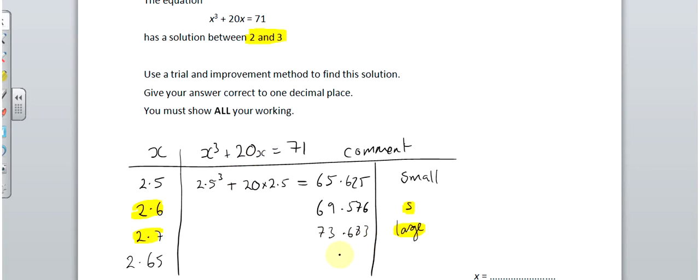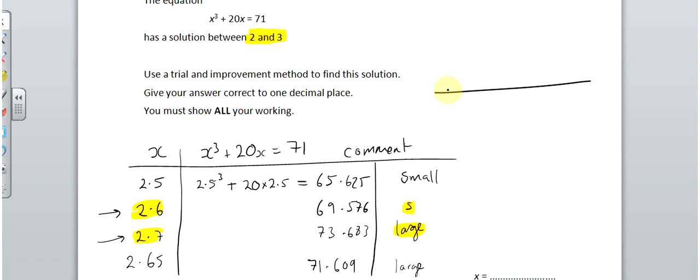Now 2.65 gives 71.609 and some other stuff. And that of course is too big. Only just. Because remember, after 71 it's pretty close, isn't it? Now, to get our final mark we're going to decide which of these two numbers is the right number. And the way to do it is this.